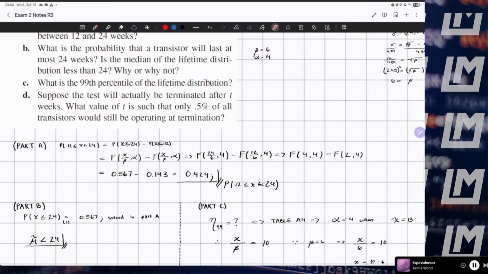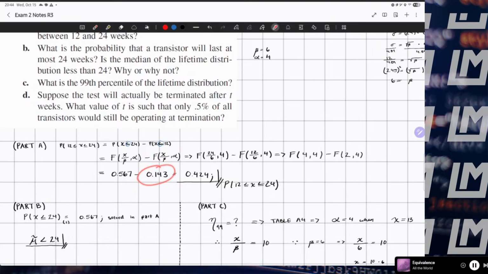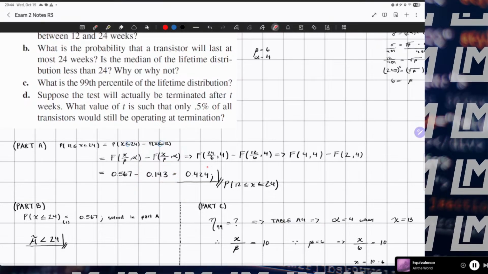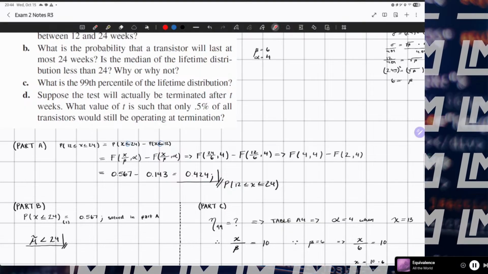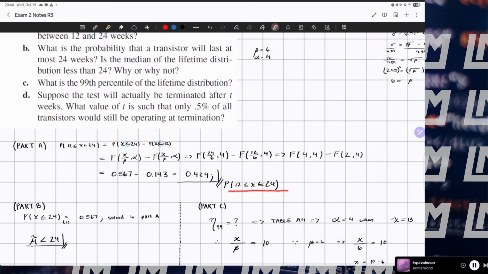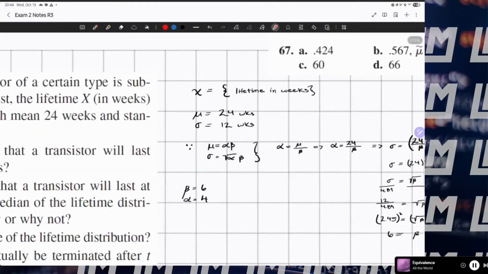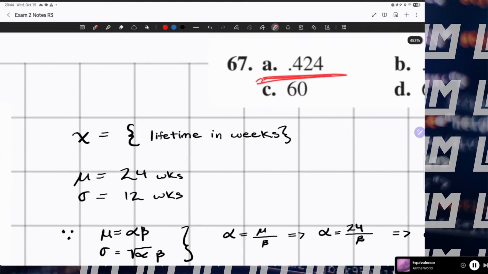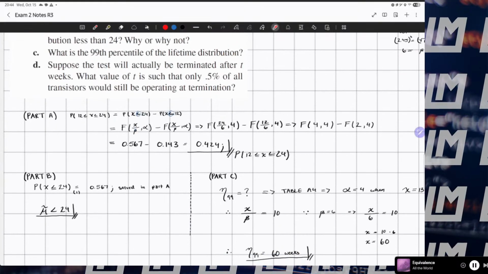Oh, sorry, I did it backwards. For 2 and 4, you get 0.143. Then you subtract, and you get 0.24, which is the probability that 12 is less than or equal to X, which is less than or equal to 24. And if you go to the answer, that is the answer right there, 0.424. So that's the steps for this.